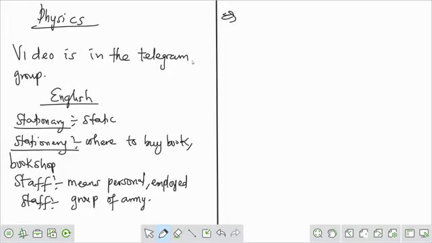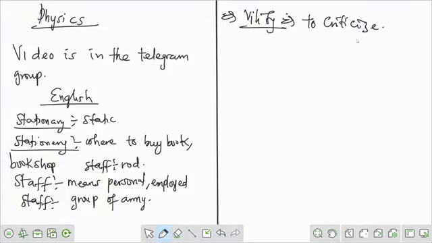So what else do we have? Staff also means rod. So you can see those words, they mean different things. We have vilify. What's the meaning of vilify? If you know the answer, drop it in the comment section. Vilify means if I criticize you. To criticize means to vilify. Please take note of all these words.